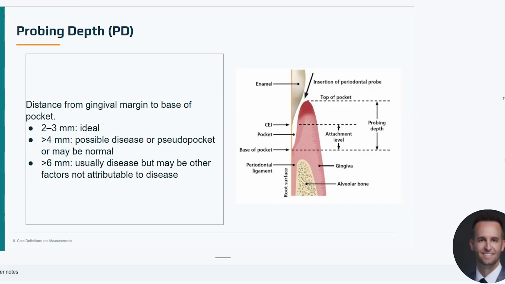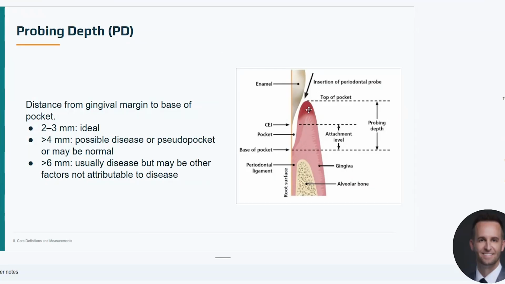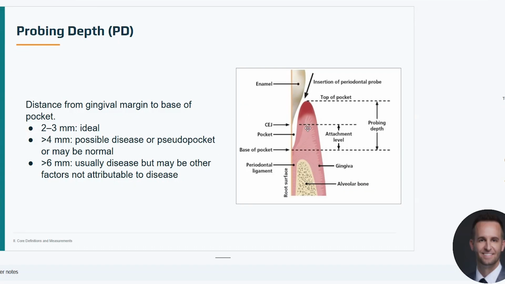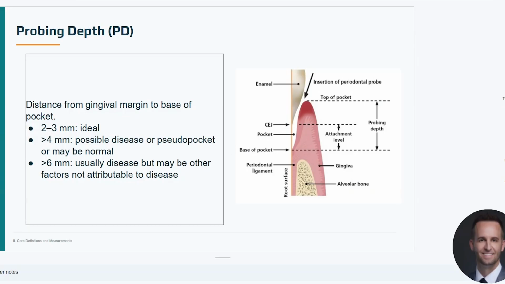So a greater than 4 millimeter probing depth could be a possible sign of disease. It could be just a pseudo pocket or an overgrowth of gum tissue. It also could be normal depending on the person and depending on the anatomy in that area of the mouth. A greater than 6 millimeter probing depth is usually disease, but there may be other factors not attributable to disease.